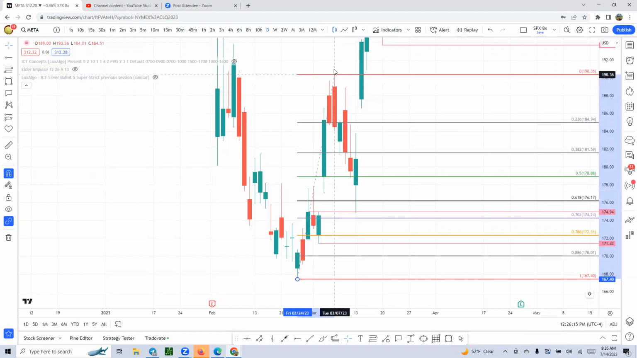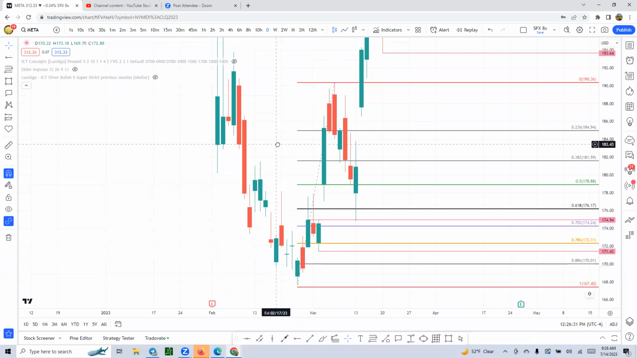So not only did we hit this golden ratio zone, we hit this purchasing level, and also an order block, and also a fair value gap. So there are all those things that are telling you that this is a strong trade.